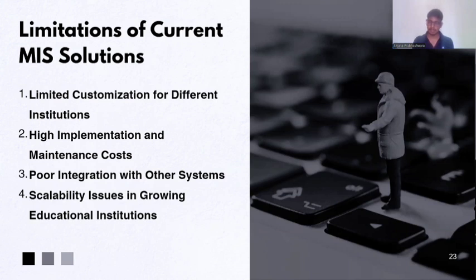Then we have high implementation and maintenance cost. Implementation and maintenance of these management information systems may be higher because maintenance needs to be done continuously. Then we have poor integration with other systems. These management information systems have a limited ability to integrate with other systems. Then we have scalability issues in growing educational institutes. When an educational institute grows, the count of its members increases. So it may cause more data to be stored in this education system, and sometimes it may cause the work in these management information systems to slow down.